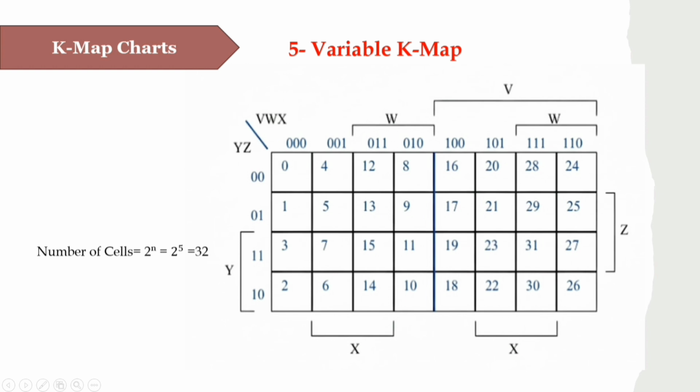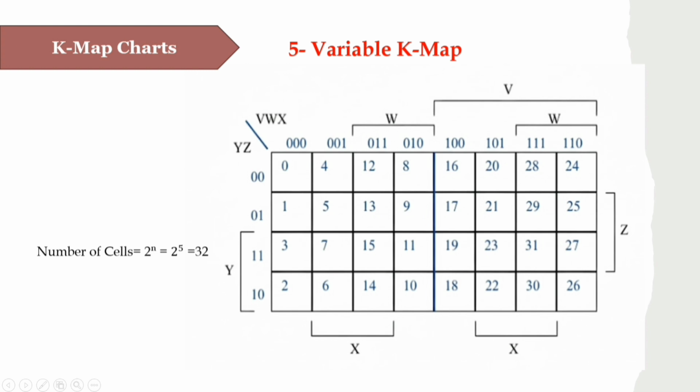Let us first look at the row variables. Rows are labeled using the variables Y and Z, and they follow gray code order that is 00, 01, 11, and 10. Here also, only one bit changes from one row to the next row. This ensures correct adjacency in the K-map.